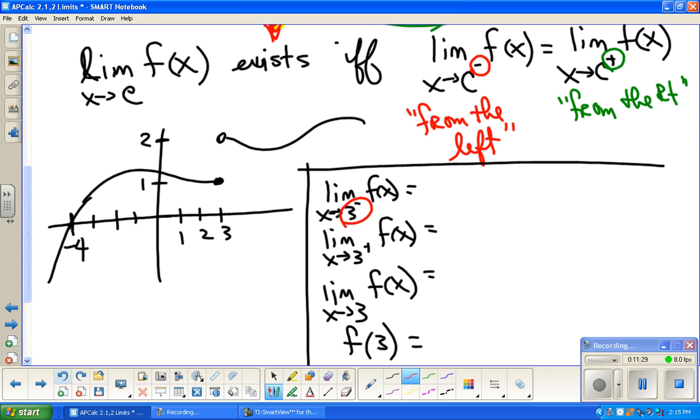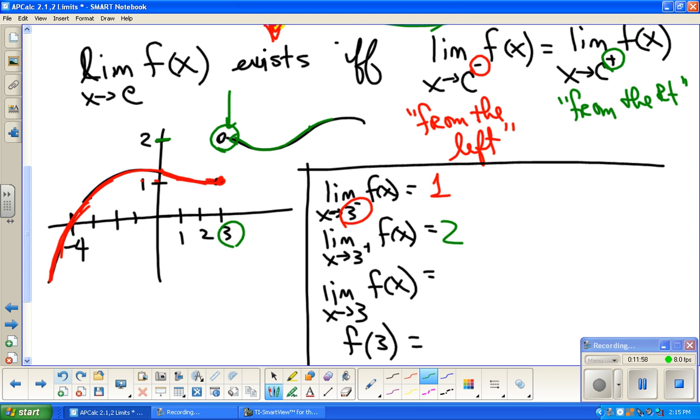As x approaches 3 from the left, so I could start over here, but I'm not even close yet. So as I cruise in, what y value am I getting closer and closer to? Looks like 1 to me. As I approach 3 from the right, so now I'm over here, I'm approaching what y value? I'm approaching 2.